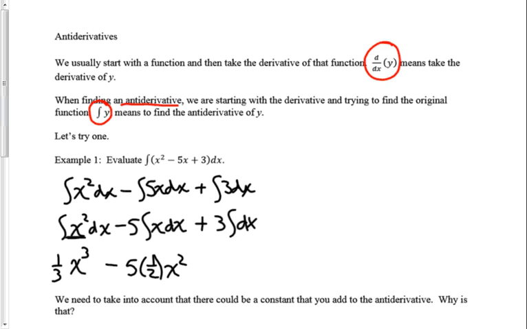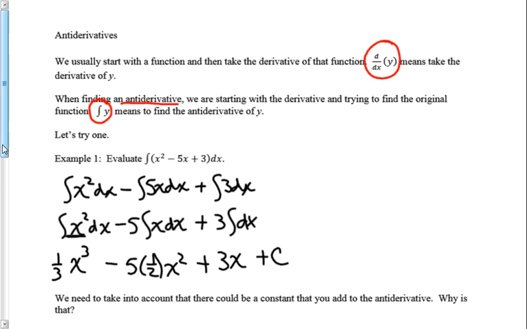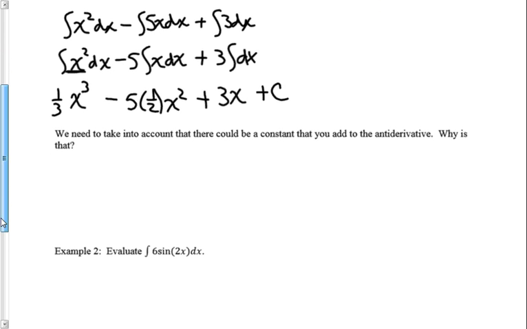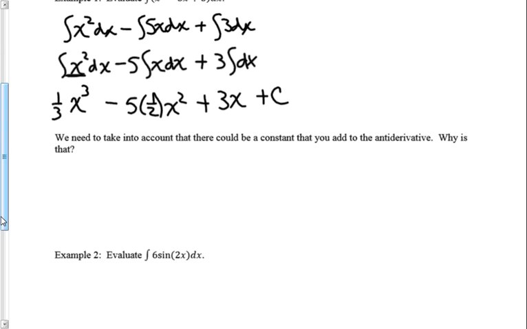And the next one, I took the derivative and I got 3. So what do I have to start with? Well, I don't have any x's there, which means I had to have started with an x. And I take the derivative of 3x and I get 3. So I'm good. And then I have to add the c. So let's talk about what that means. We need to take into account that there could be a constant you add to the antiderivative, and why is that?